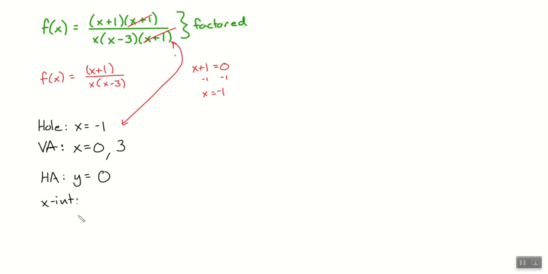Is there a value of x that makes the numerator 0? What is it? Negative 1. All right. So I'm going to write this as negative 1, 0. The zeros of the numerator.